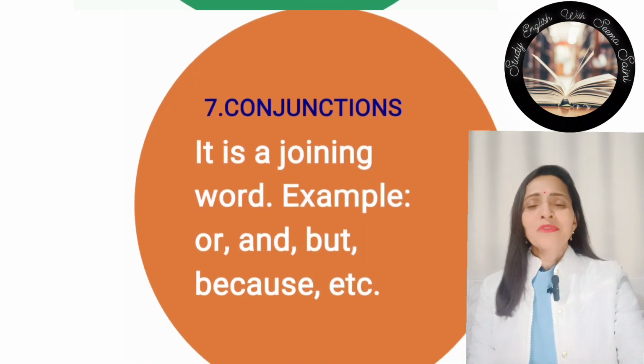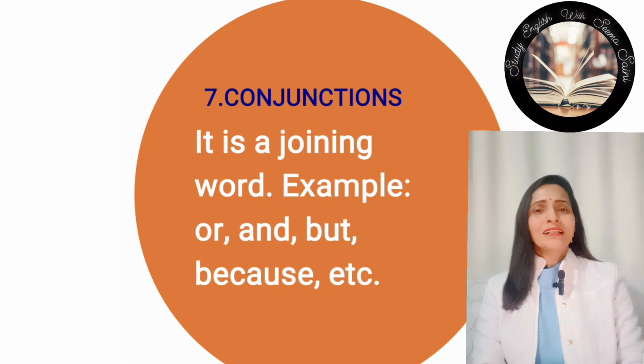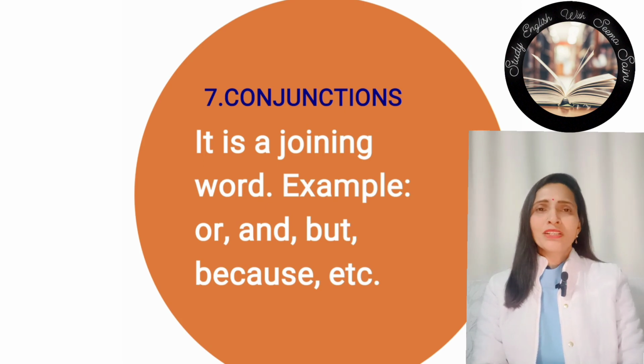So type 7 is conjunction. Joining words are called conjunctions. For example or, and, what, because, etc.